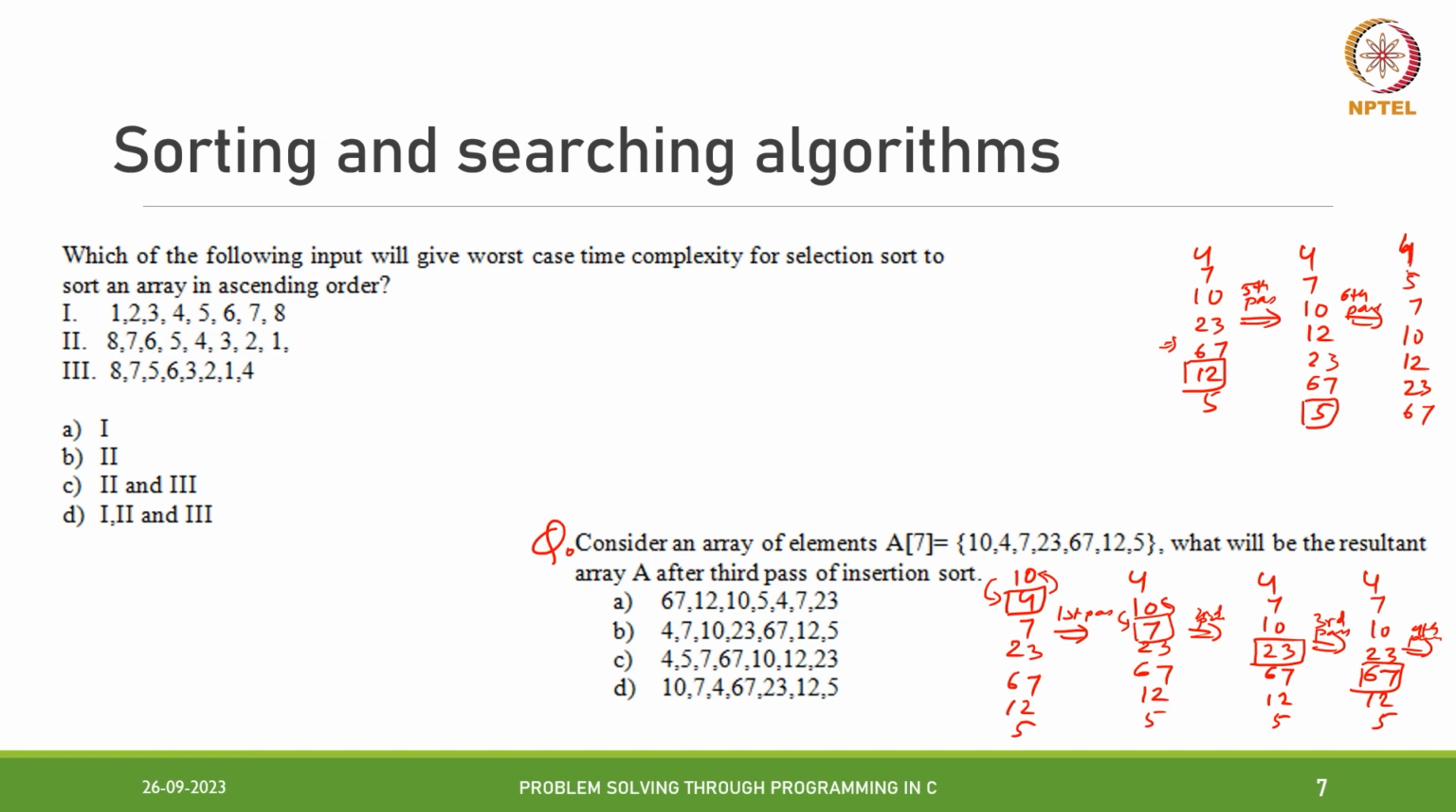Now let's see which of these is matching. So after the third pass of the insertion sort, what is our value? So we have 4, 7, 10, 23, 67, 12 and 5. So option B is correct. Option B is the correct answer. Is this clear?